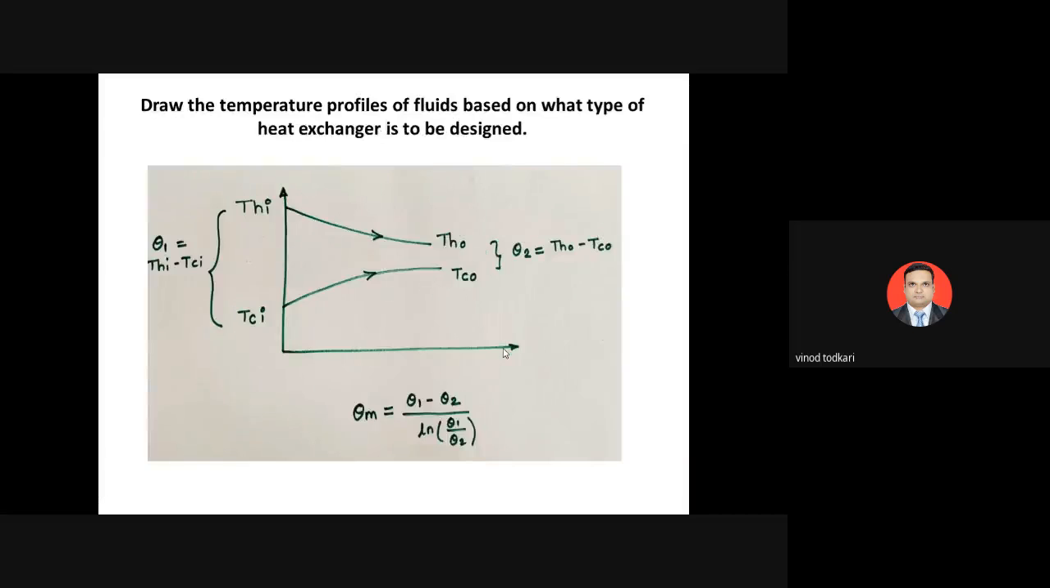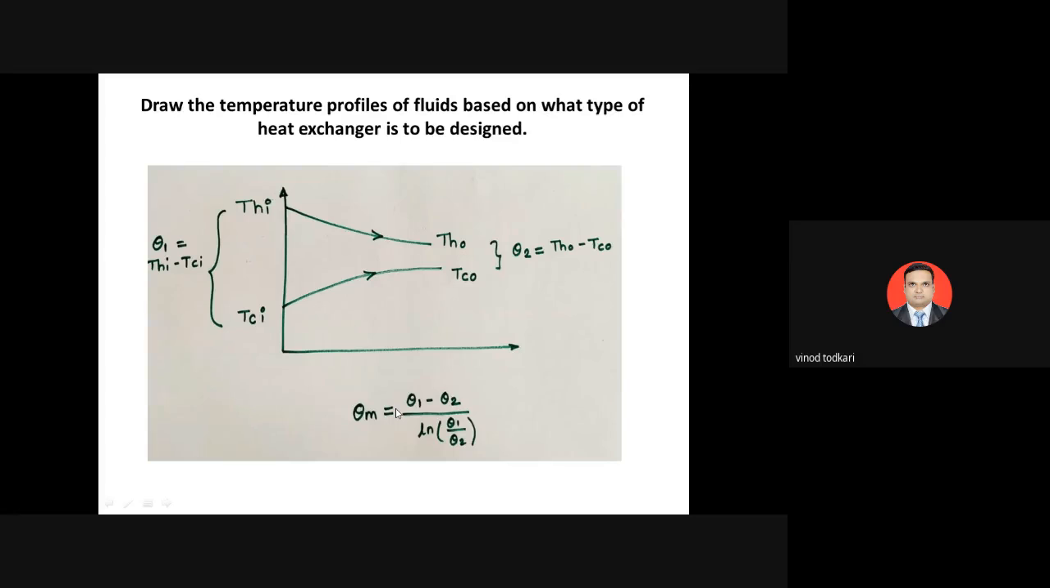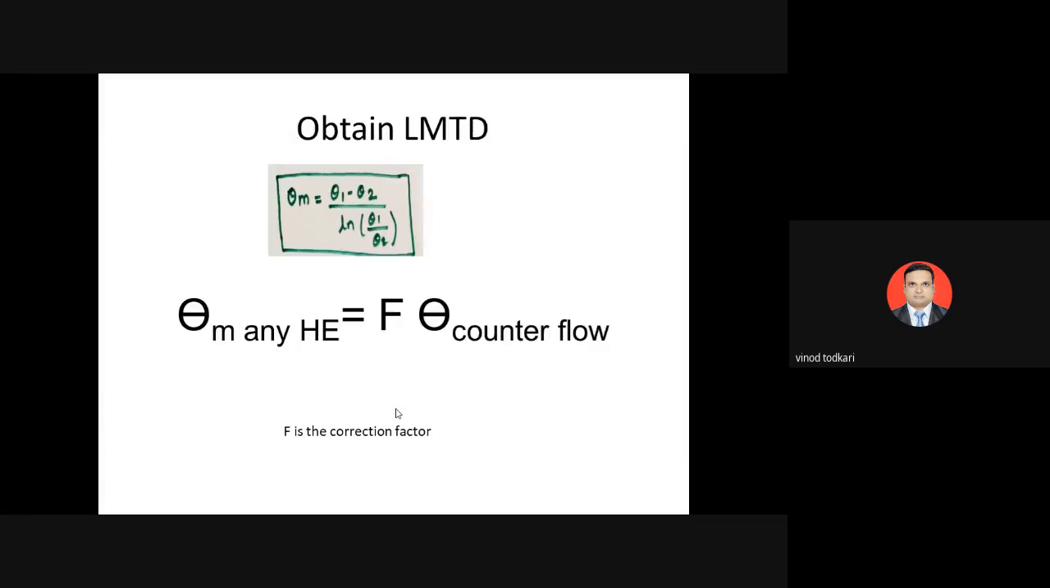So what was the first step? The first step was to apply the energy balance equation and work out the fourth unknown temperature. What was the second step? The second step was to work out the heat transfer rate. What was the third step? The third step was to draw temperature profiles and work out the values of theta 1 and theta 2. And what was the last step? The last step was to work out theta m.